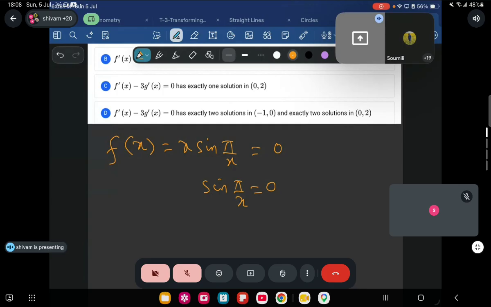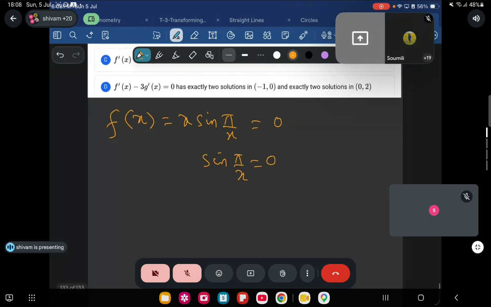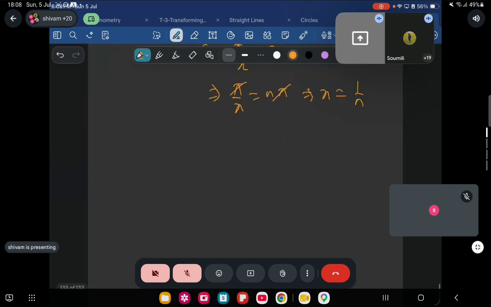Sin theta is equal to 0. What is the value of theta? Theta is n pi, for n belongs to integers. This implies pi by x will be equal to n pi. Pi will get cancelled, x is equal to 1 by n. So for x equal to 1 by n, for n belongs to integers, sin pi by x will give us 0 as the answer. Are you getting? Tell me everyone.